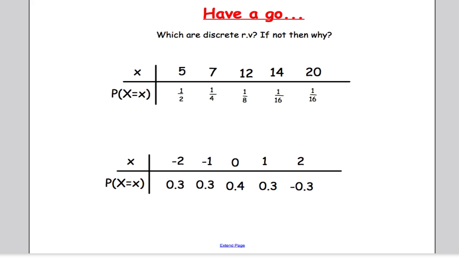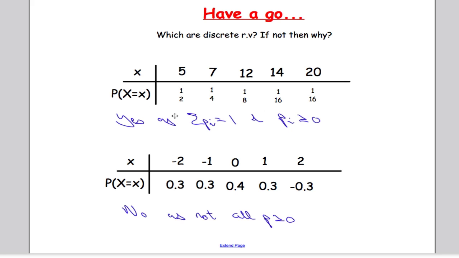Okay, hopefully you've had a go at that. Here are the solutions. The first one is a discrete random variable because the sum of the probabilities does add up to 1 and each probability is greater than or equal to 0. The second one is not, because not all the probabilities are greater than or equal to 0. If I add these all up, I do get 1, but we can't have negative probability.